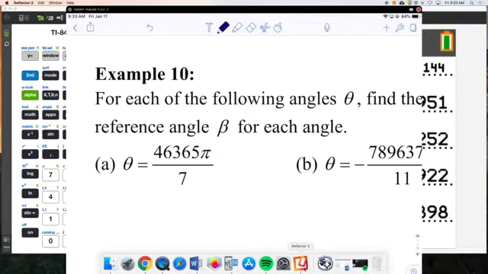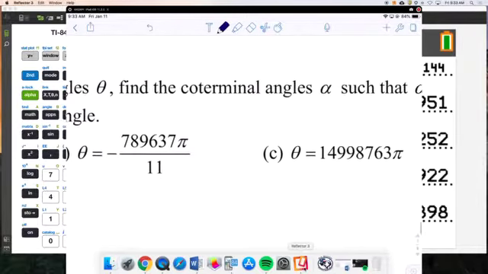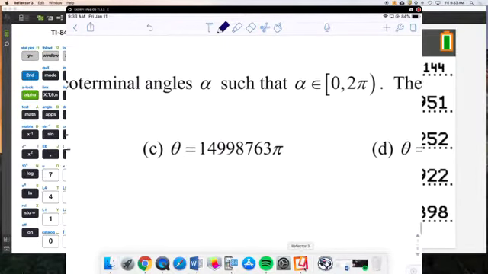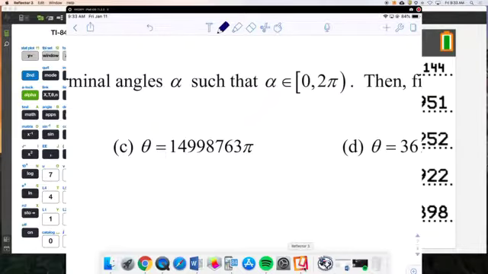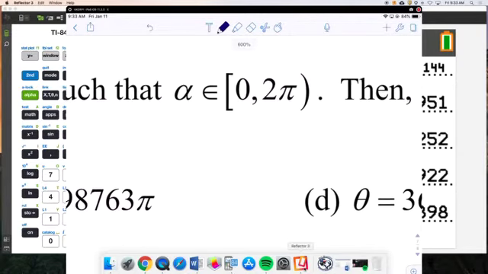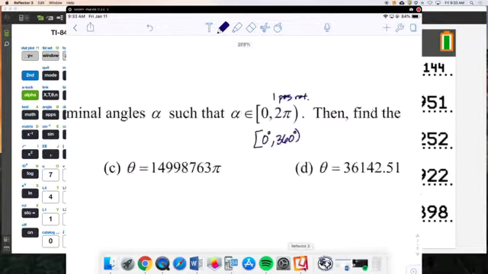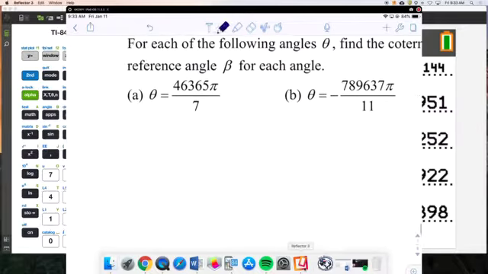But anyway, for each of the following angles theta, find the coterminal angles alpha that live between 0 and 2 pi. Now, 0 and 2 pi is kind of like what we did before with degrees between 0 and 360. That means within one positive rotation. Okay? Then find the reference angle.